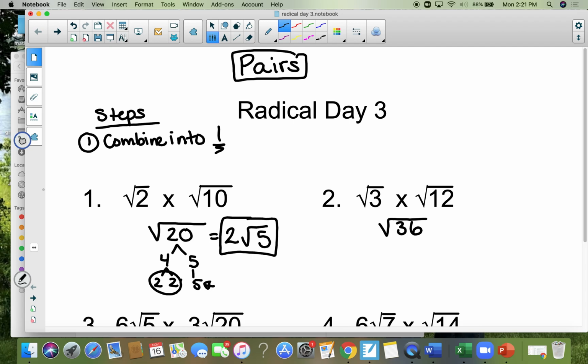Okay, number 2, all you're going to do is combine the square root of 3 times the square root of 12. So take your calculator out and multiply 3 times 12. It ends up being combined into 1, the square root of 36. The square root of 36 is 6 and 6. I already have a pair. I have nothing left. It equals 6.